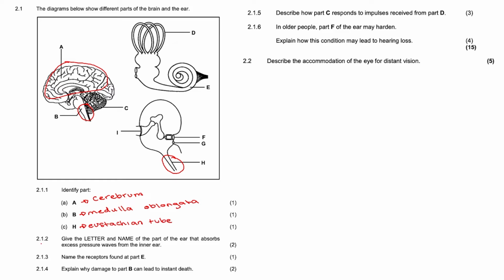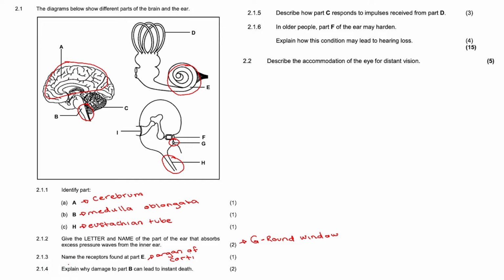Question 2.1.2. Give the letter and name of the part of the ear that absorbs excess pressure waves from the inner ear. The part of the ear that absorbs excess pressure waves would be part G, which is the round window. Question 2.1.3. Name the receptors found at part E. Part E is the cochlea, which is part of the ear. Therefore, the receptor cells found in this area are the organ of Corti.